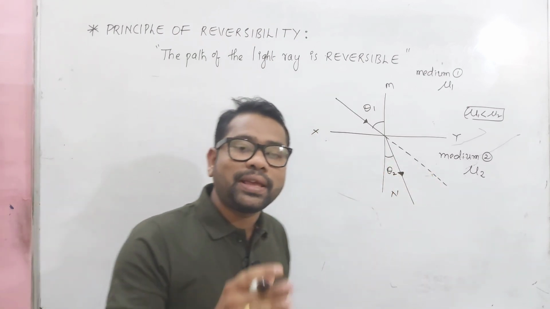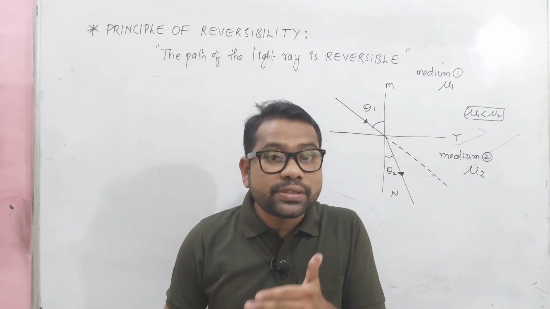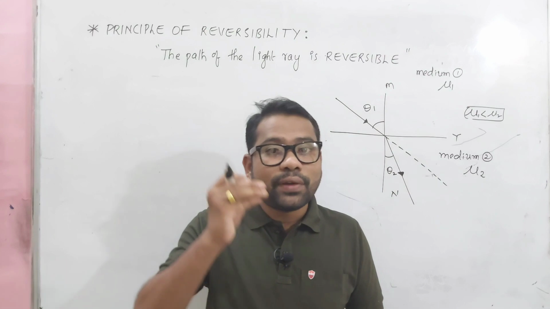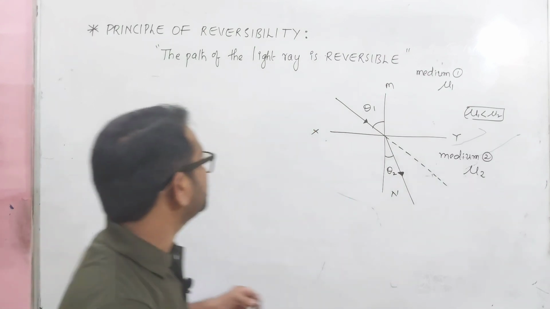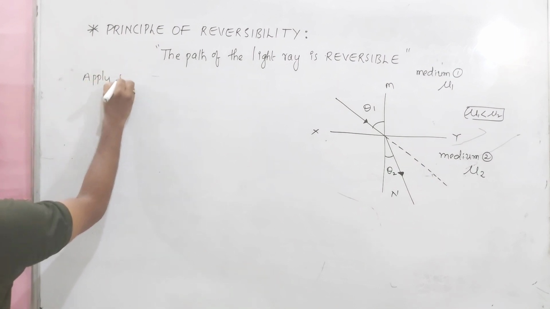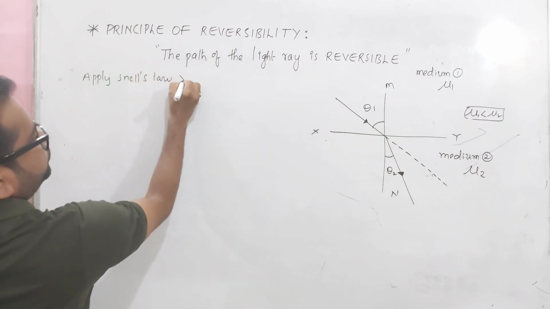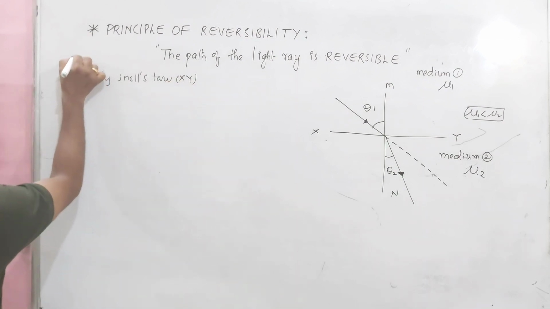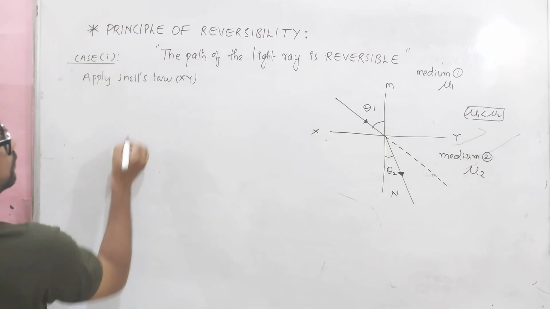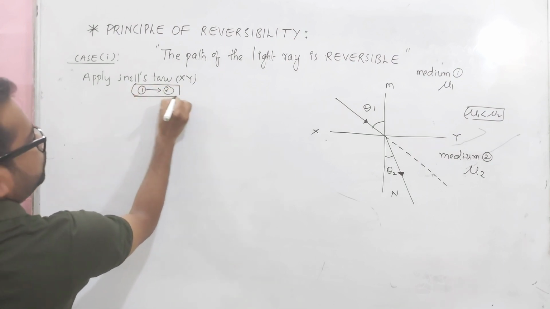Now, dear children, let us apply Snell's law in this case. Already we discussed what Snell's law is. Let us recall. The refractive index of the second medium with respect to the first medium is equal to the ratio of the sine of the angle of incidence to the sine of the angle of refraction. So, let us apply Snell's law for the XY boundary. Let us take case 1, which is very important, where light is moving from medium 1 to medium 2.